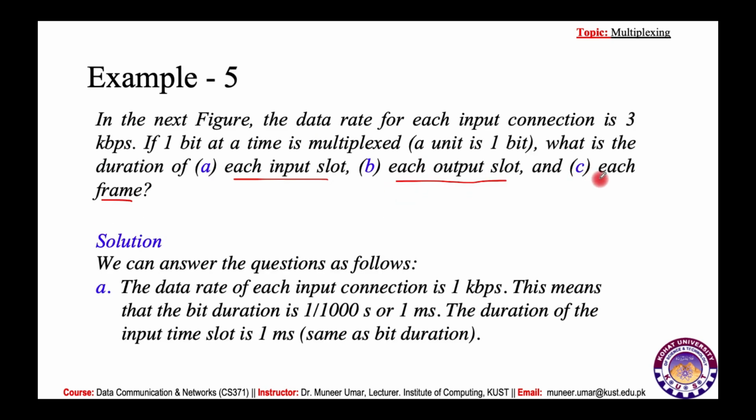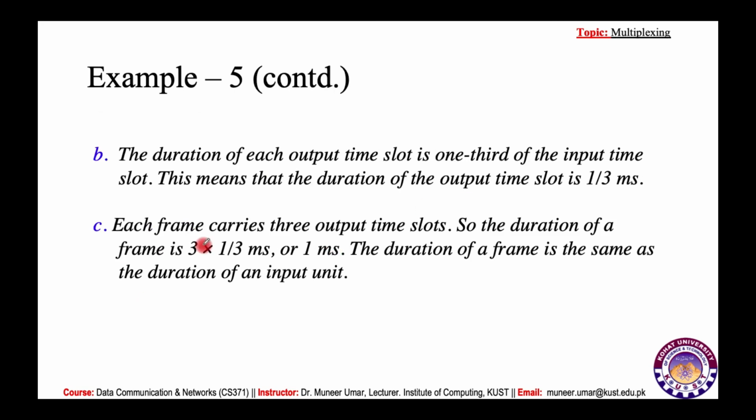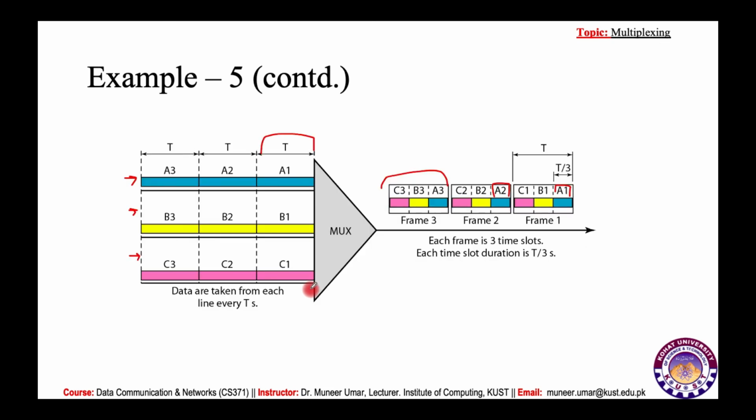Then the third one is each frame, the duration of each frame. Each frame carries 3 output time slots. So one is 1 by 3, and for 3 output time slots it should be multiplied by 3. So the duration of that frame is 3 into 1 by 3 milliseconds, or 1 millisecond. So the duration of a frame is the same as the duration of an input unit. So the duration for this frame would be 1 millisecond.